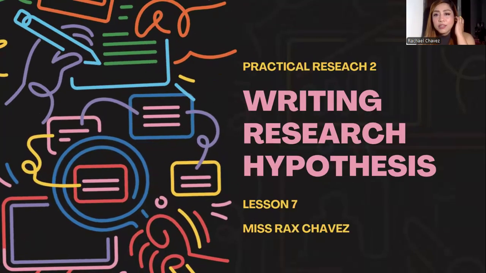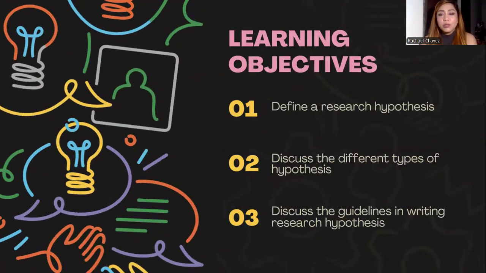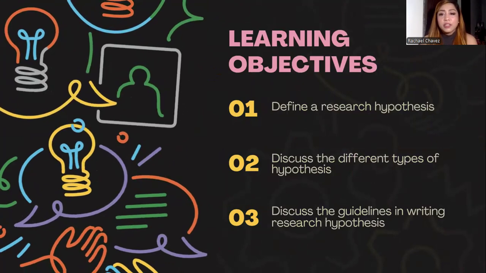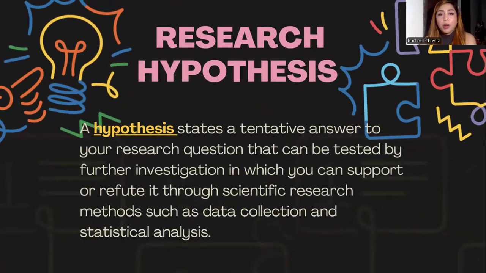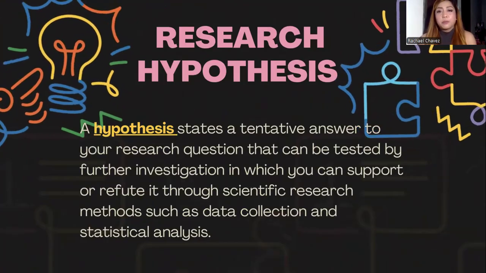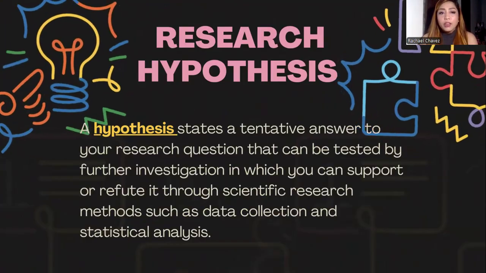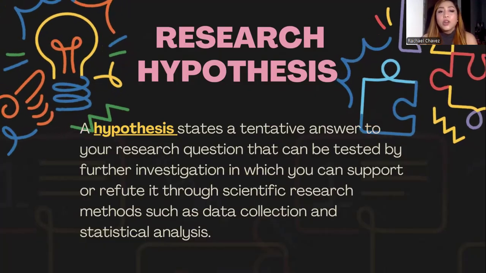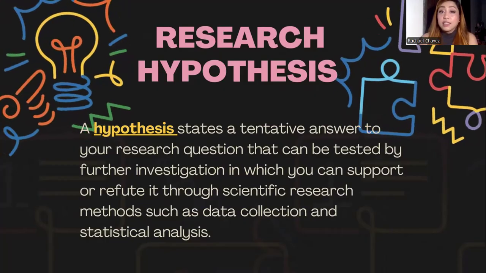So our new lesson is entitled Writing Research Hypothesis. Okay, let's move on. So the objectives for today's lesson are to define research hypothesis, discuss its different types, and discuss the guidelines in writing it. Okay, so the research hypothesis is hypothesis for singular and hypotheses for plural. It states a tentative answer to your research question that can be tested by further investigation, in which you can support or refute through scientific research methods such as data collection and statistical analysis.